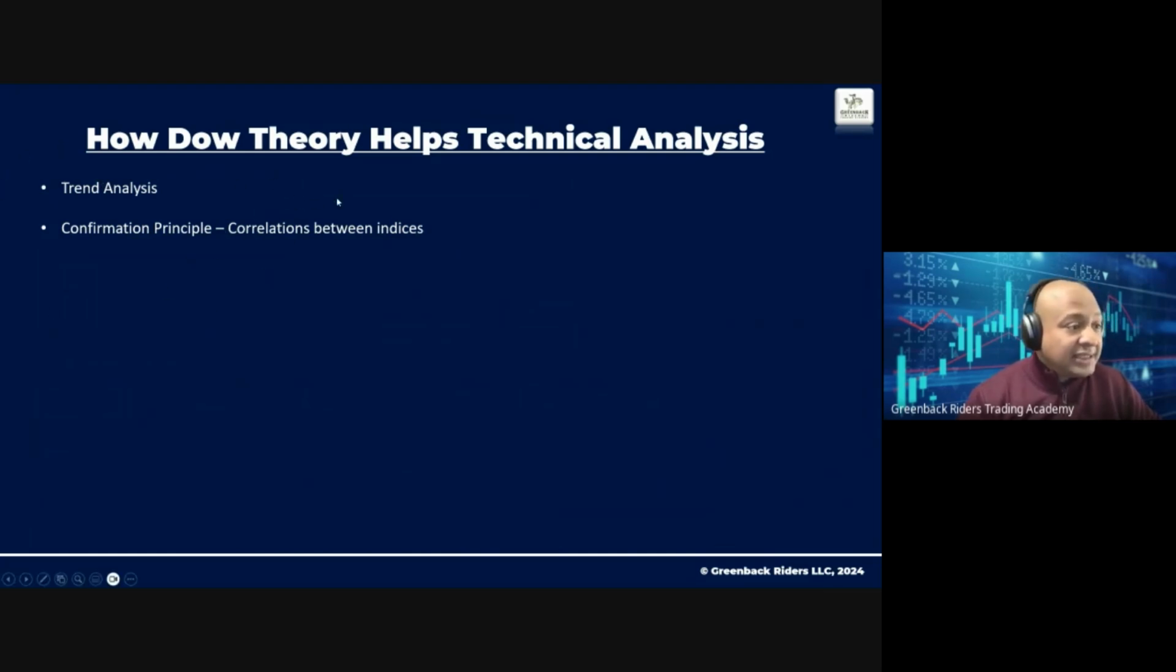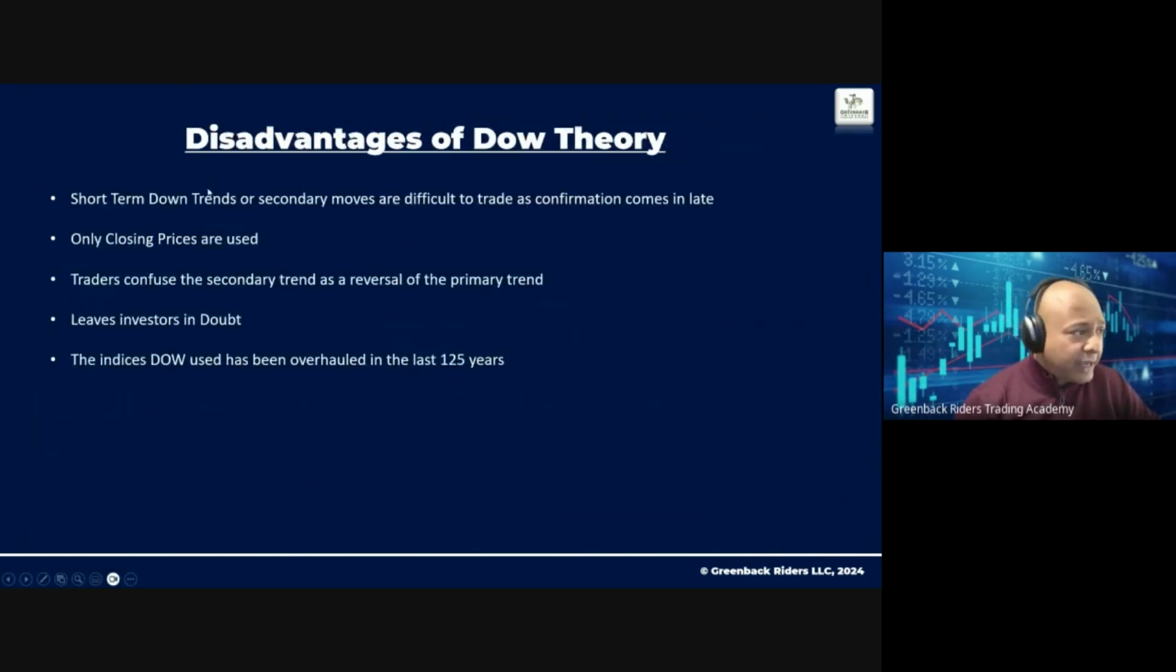Confirmation principle, this is defined by the correlations by indices. So if all the indices together are saying, yes, we are going down, we are into the fourth week of movement to the downside, at that point of time, we say that the market may actually be going down further, because all the indices are agreeing to this particular move. There is a correlation existing between all these indices. So if this guy is coming down, this guy is coming down, the third person also needs to come down to the same level. Okay, disadvantages.